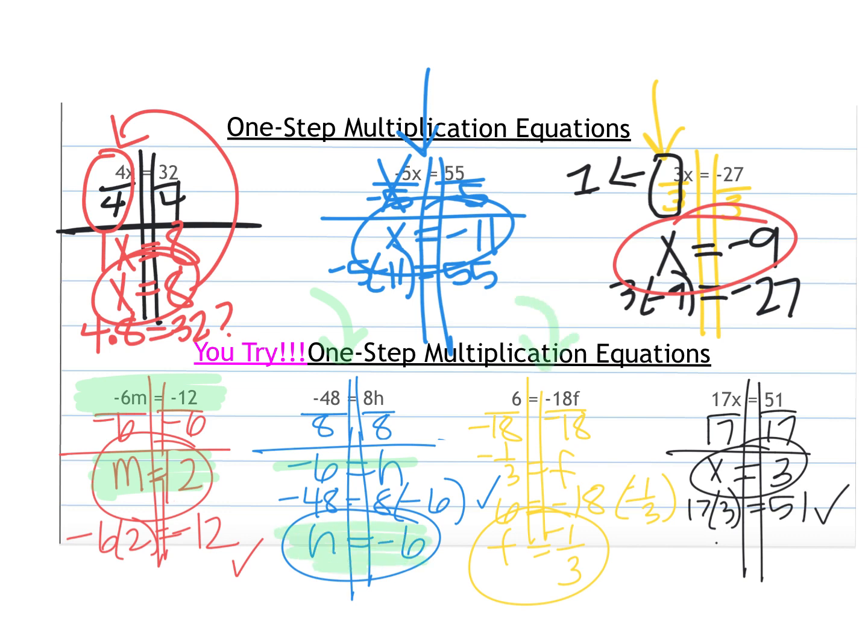For this one, we're doing 6 divided by negative 18. So not negative 18 divided by 6, which would have given us 3, but it's 6 divided by negative 18, which gives us negative 1/3, because negative 18 times negative 1/3 would be 6. So f is negative 1/3. And then 17x equals 51, divide both sides by 17, and we would get x equals 3.